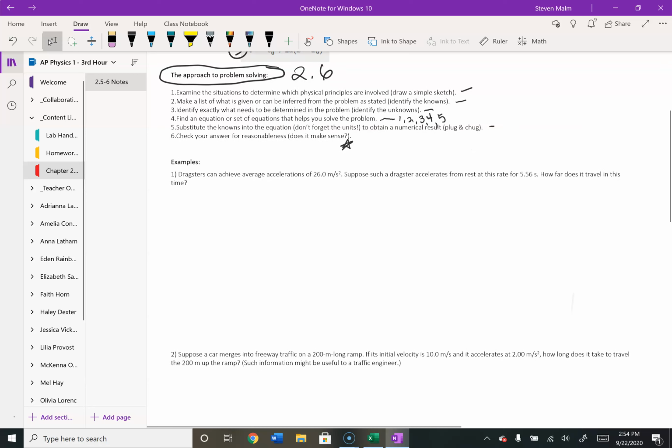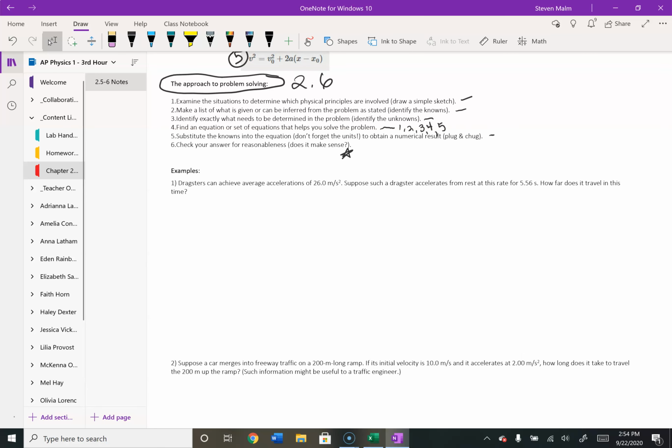All right, so this first one is about a dragster. A dragster is like a car. A dragster can achieve an average acceleration of 26 meters per second squared. Suppose that dragster accelerates from rest at this rate for 5.56 seconds. How far does it travel in this time? So we're going to draw ourselves a picture. I'm going to draw him going right. His acceleration was given as going in that direction of travel, so his acceleration is positive, as will be his velocities.